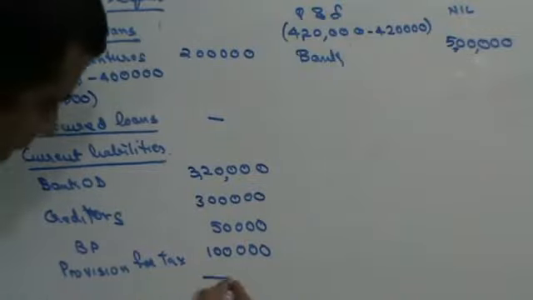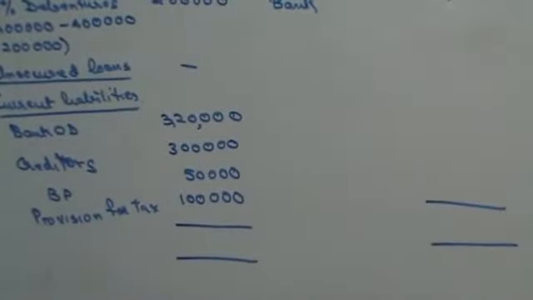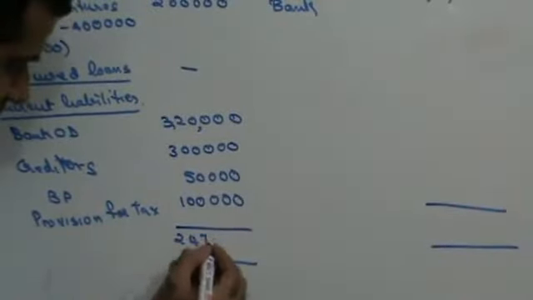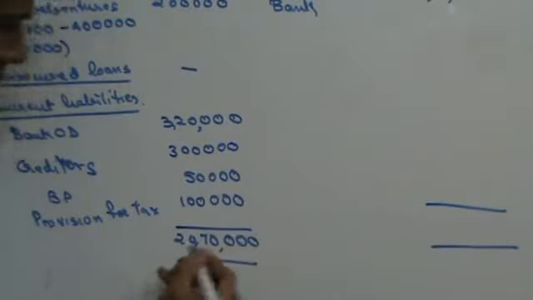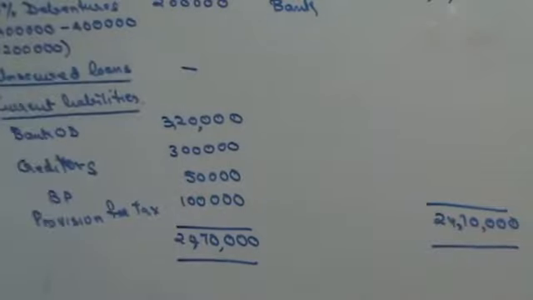The last thing that you need to do is tally the balance sheet and complete the sum. 24 lakh 70,000. Balance sheet tallies on both the sides. 24 lakh 70,000. Right? That finishes the sum.